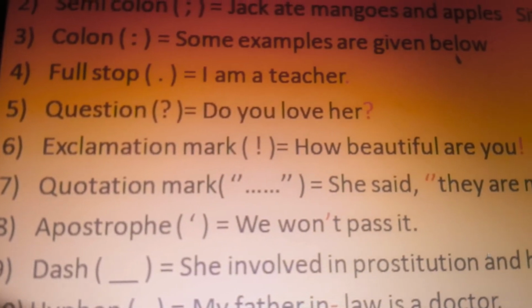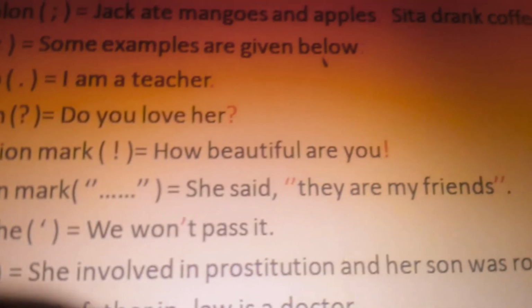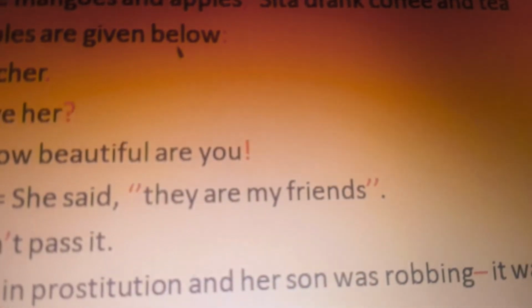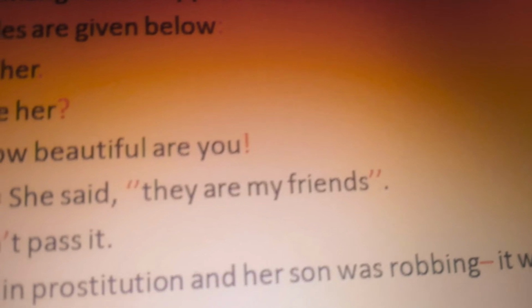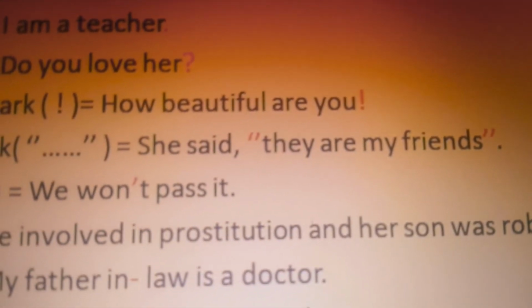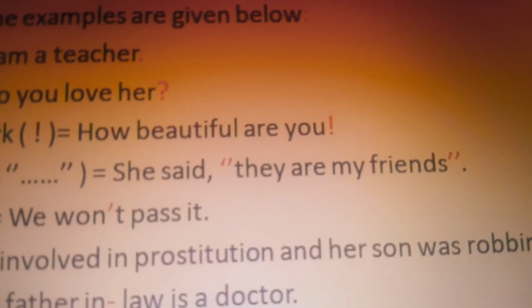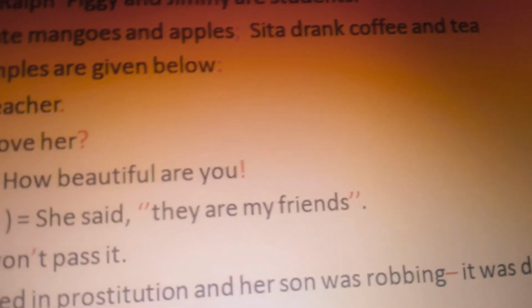Okay. The next one is dash. For example, she was involved in prostitution and her son was robbing. Dash. It was destruction. So, my dear, when do we use this kind of dash? To make further clarification, we use this dash.